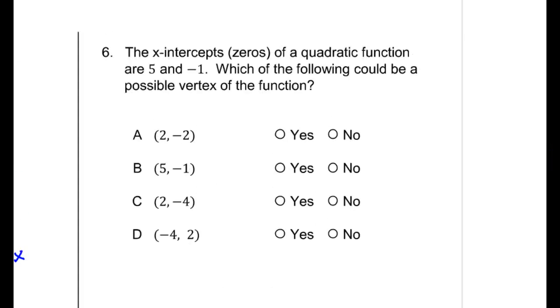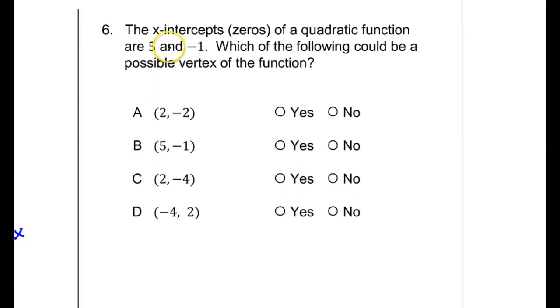All right, so let's go on to the next. The x-intercepts, also the zeros, remember that's also called the roots. Different names for the same thing. Of the function are 5 and -1. So if we're graphing this parabola, they're at -1 here, and then 1, 2, 3, 4, 5 right here.